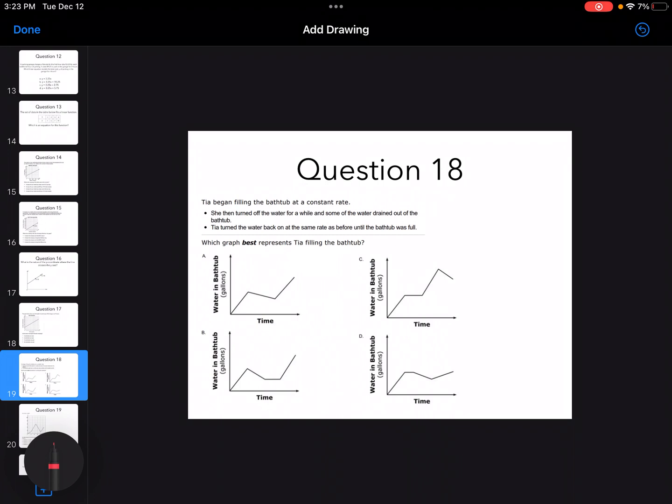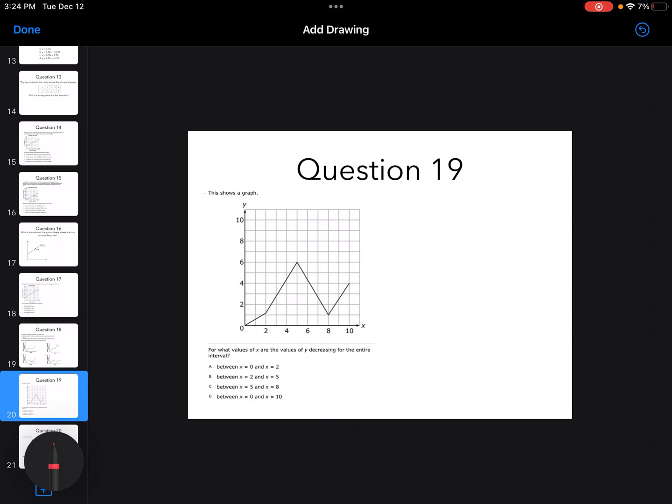All right, Tia began filling the bathtub at a constant rate. Okay, then she turned off the water. So that means it's going to make a flat line. So it can't be this one, can't be that one. And then she drained out some of the water. So then it had to come down. Okay, then she turned the water back on. So she began filling it at a constant rate. Then she turned off the water for a while. So there was a pause. That meant it stopped. And some of the water drained out. Then she turned it back on. So it's going to be D.